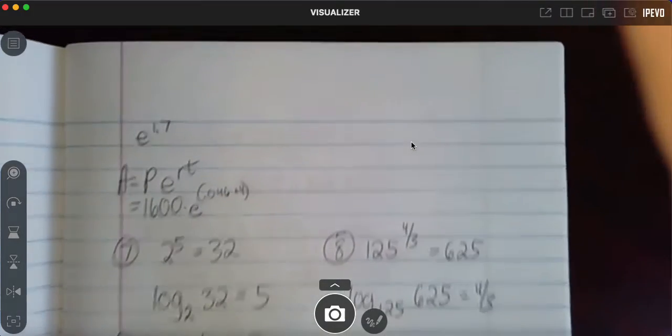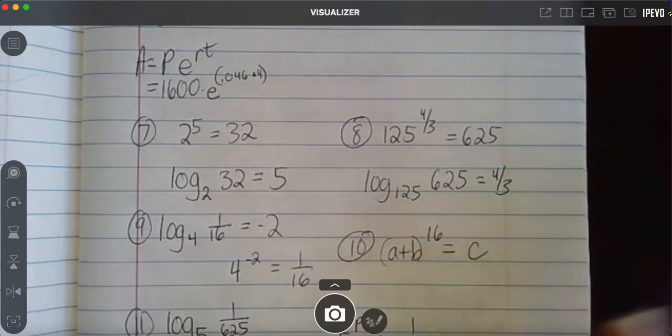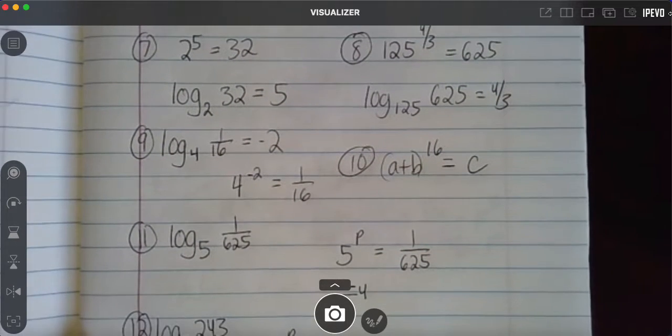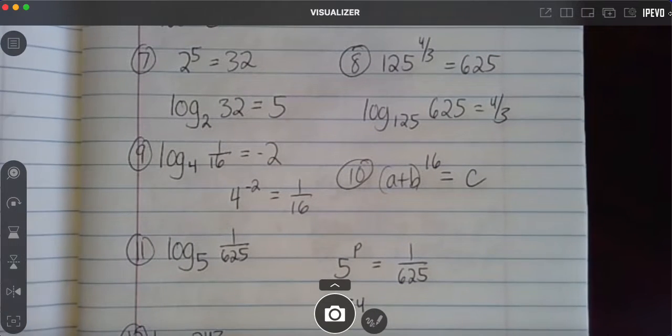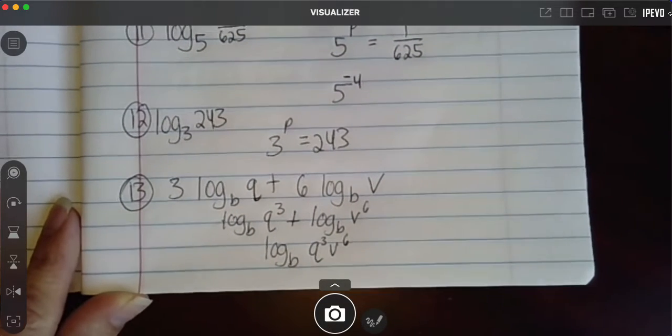Look, I am going to record, because that way if I'm not here, y'all can at least see this on Thursday. Here's 7 through 11, your answers. It was 5 to the negative 4th on 11. And then here's 12 and 13 answers.